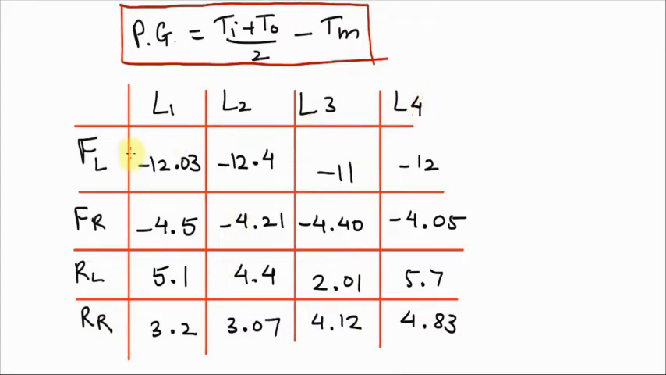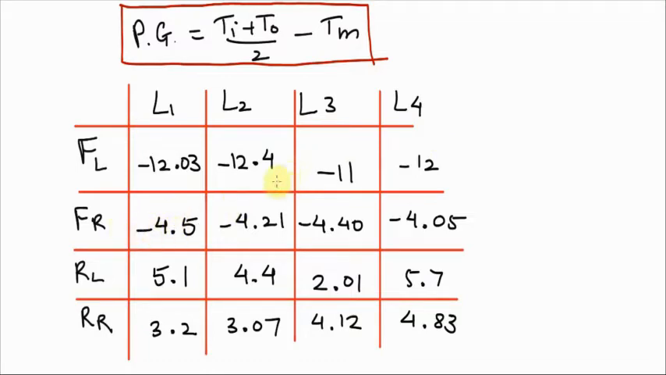Let's have a look at the data from the front left tire. As we can see, in all four laps, the data is very much in the negative. That means the pressure gradient in the tire is less, and hence we need to fill the tire with more air pressure. Similarly, the same holds for the front right tire.